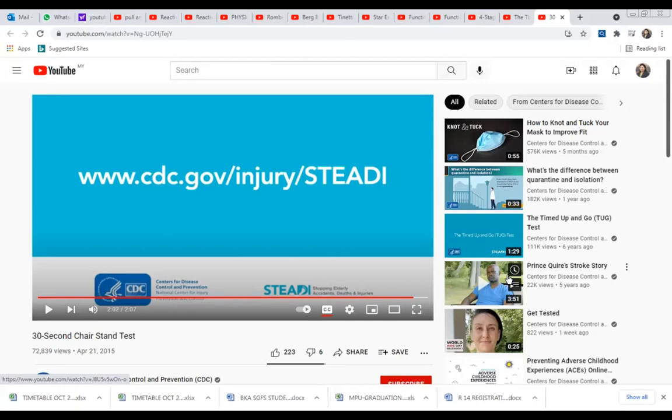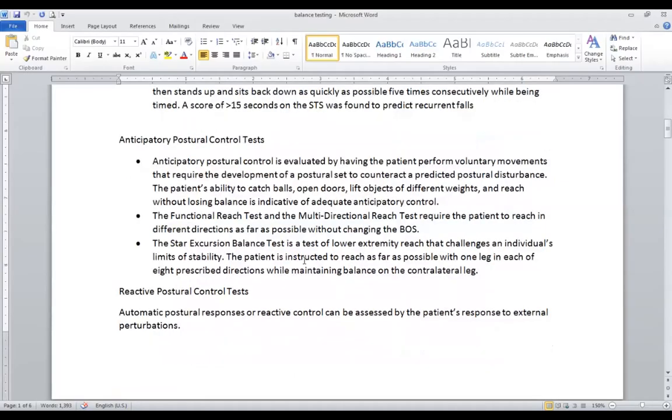So these two are done to check the dynamic balance. Another thing is you can design your own testing depending on all these factors. Is that clear? So next we will go to the anticipatory posture checking. So here, anticipatory posture control tests.